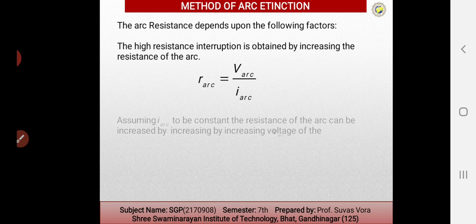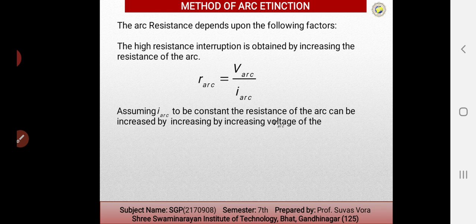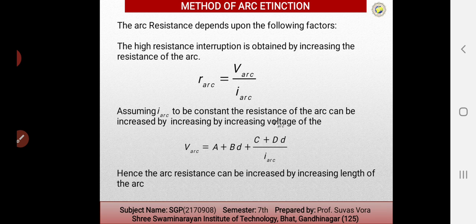So assuming the I arc to be constant, the resistance of the arc can be increased by increasing the voltage of the system. So the arc voltage is V arc equals A plus B d, where A and B are constants and small d is the length of the arc. So from the equation, the length of the arc can be increased, and so the arc voltage, hence the arc resistance can be increased. So at this stage the arc gets destroyed.